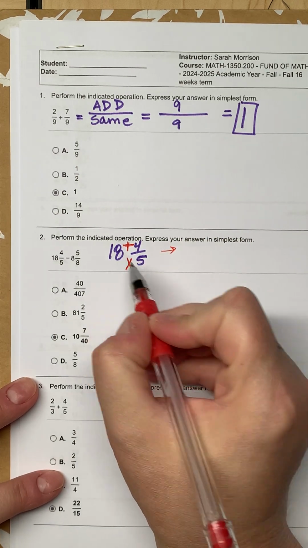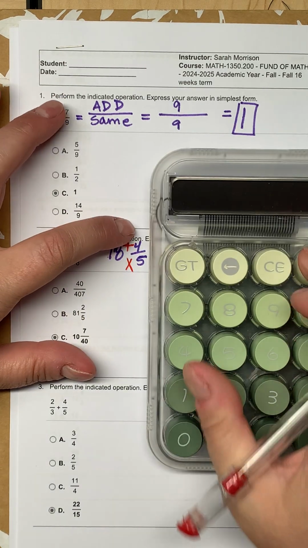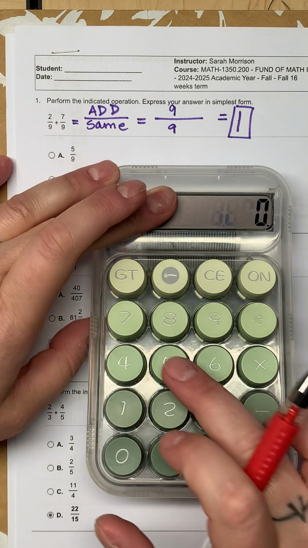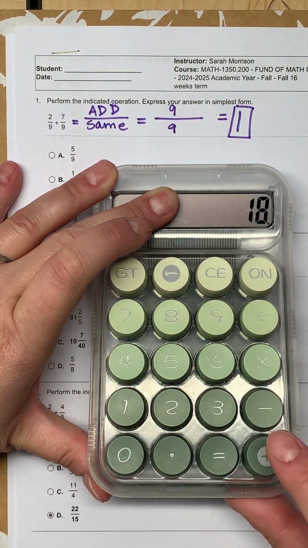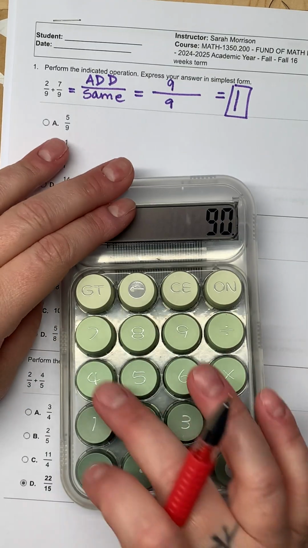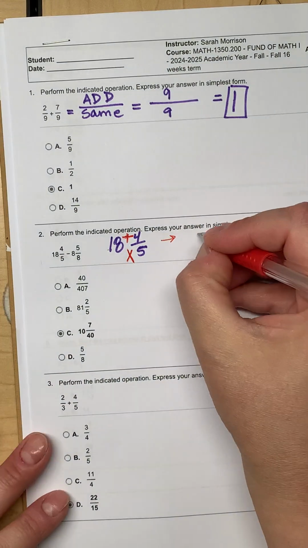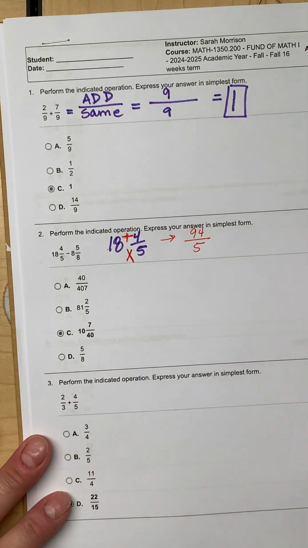We do 5 times 18, and then we add the 4. So that X means multiply. So we say 5 times 18. Then we plus whatever's on top, the 4. And this gives me 94, and you keep that same denominator 5.